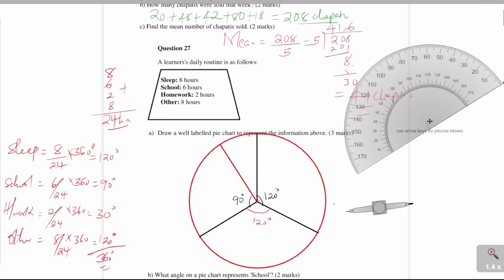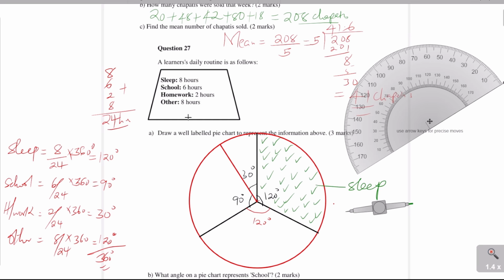Then automatically, the one that is left there, you don't even have to measure it. If you're correct in measuring all the others, the last one should be automatically 30 degrees. Now that is how you measure the angles. Now from there, you can choose any suitable shading of your choice to make sure that you can distinguish between the various proportions or parts of this pie chart. So I can choose that to be my shading for sleep.